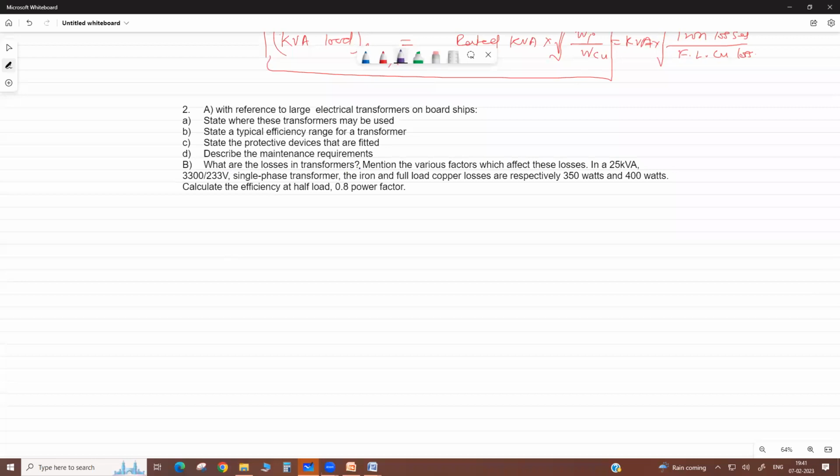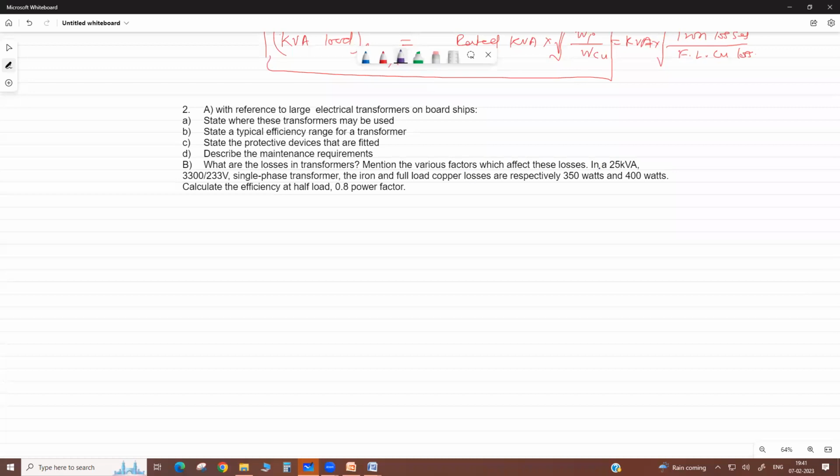What are the losses in a transformer? Mention various factors that affect it. As you know, there are two types of losses. Factors are: copper loss depends on winding resistance and current, and your hysteresis and eddy current losses depend on the frequency and voltage.